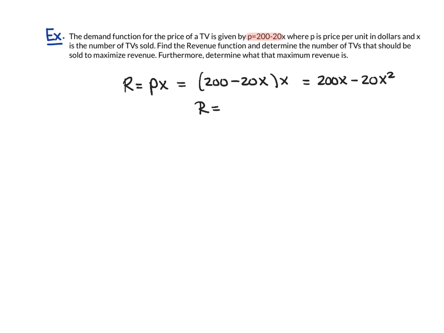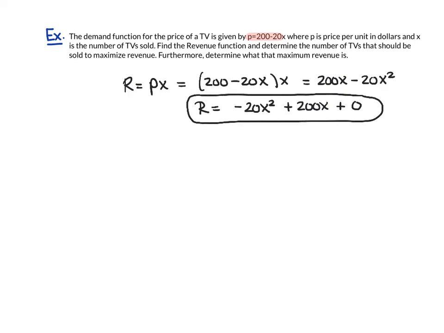Just for simplicity, I'm going to rewrite this as minus 20x squared, putting the x squared term first, plus 200x. And remember, there's a 0 after that. So when we're using the quadratic formulas and things, that last value would be a 0. I'm not going to write it, but just remember that there is one. So that's the first question. We got that first part done.